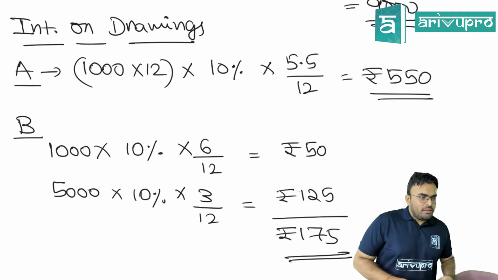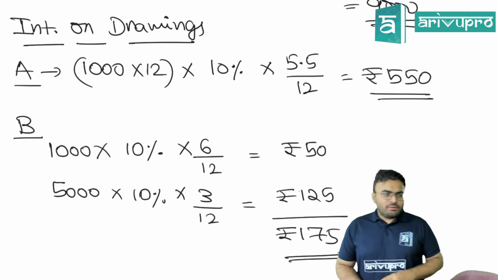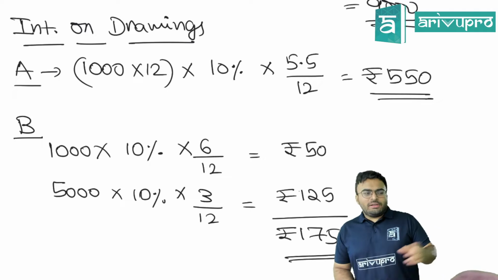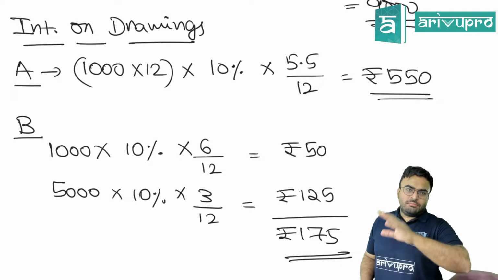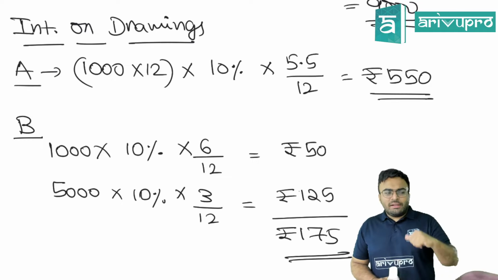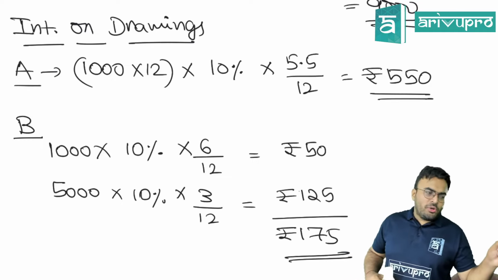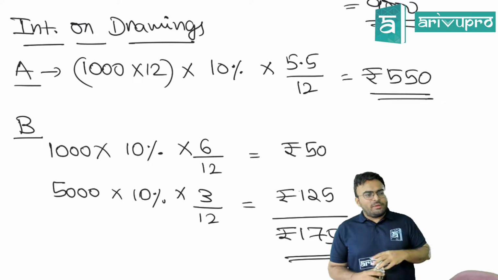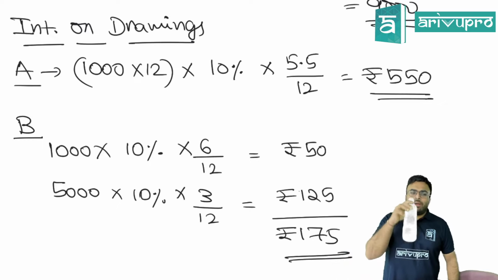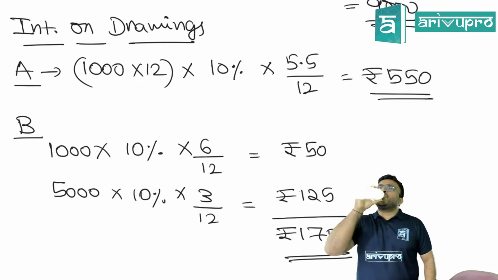Why are we dividing by 1 by 12? Actually, 1 by 12 is because every time we are multiplying into months. So later, we are calculating interest on the product. The product was multiplied into months, so divide by 12, you will get the answer. 1 by 12 is nothing but dividing by 12.